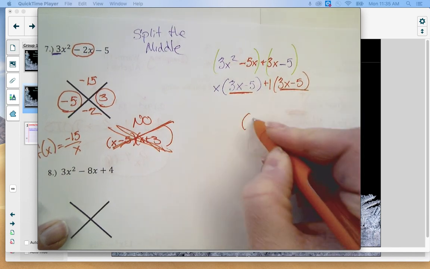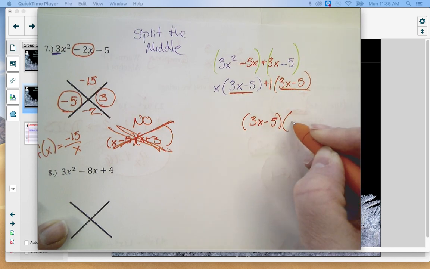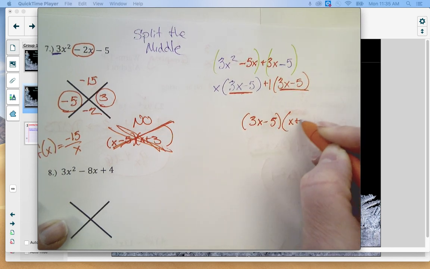So it's going to be 3x minus 5, and your other group is going to be x plus 1. Fantastic.